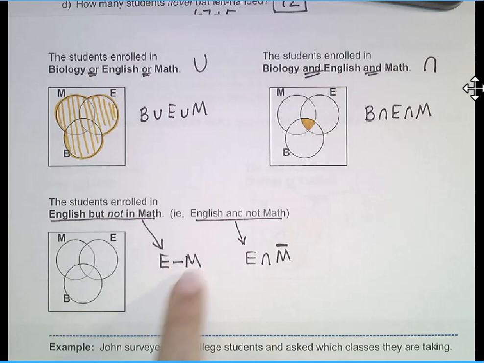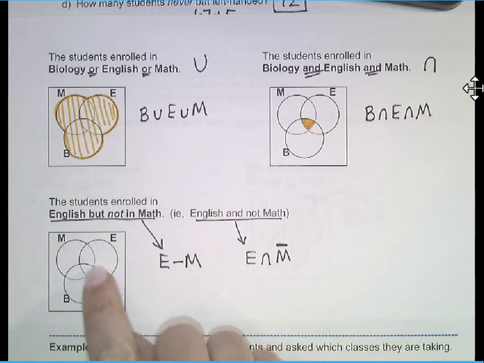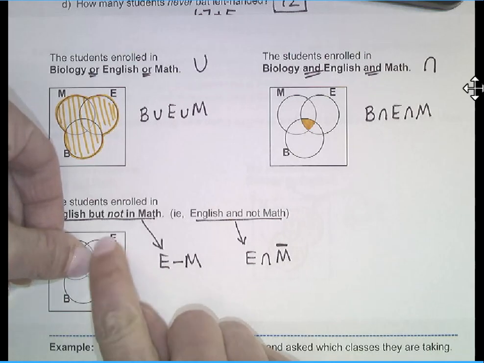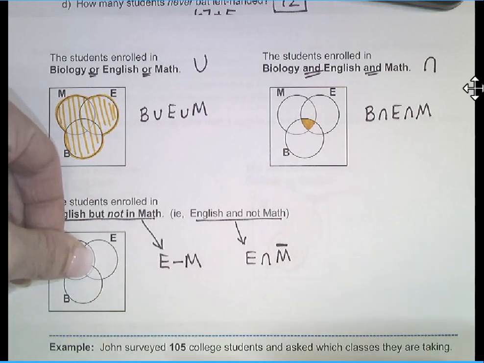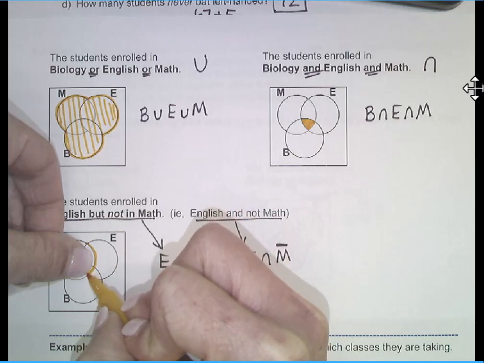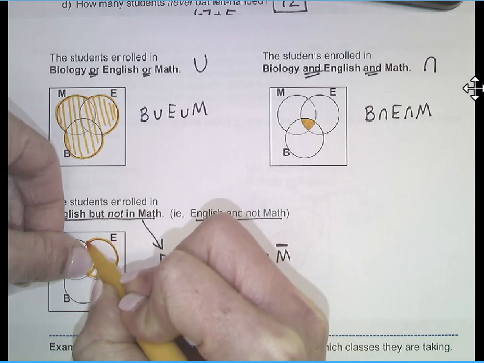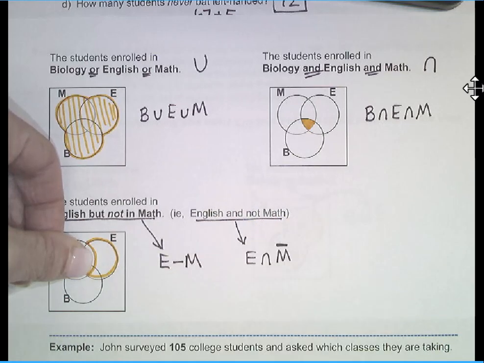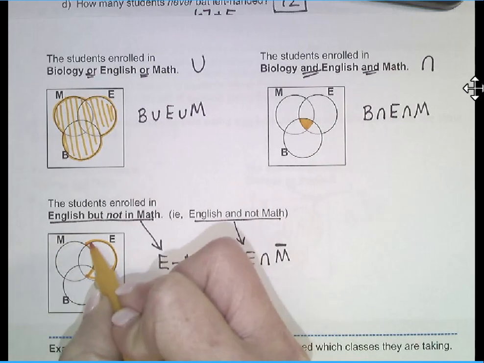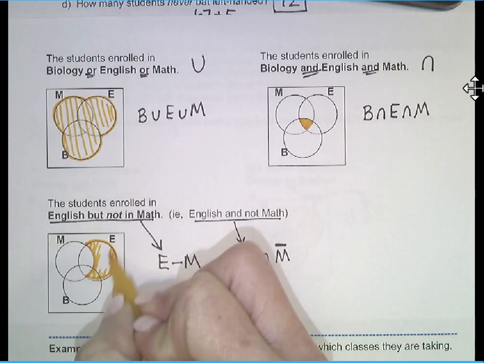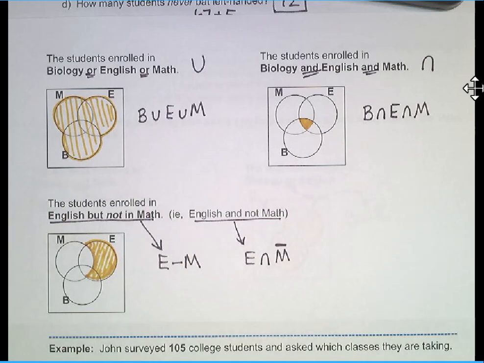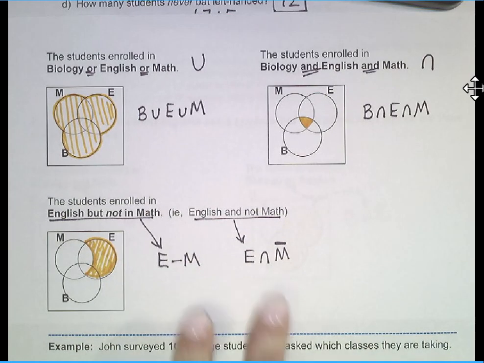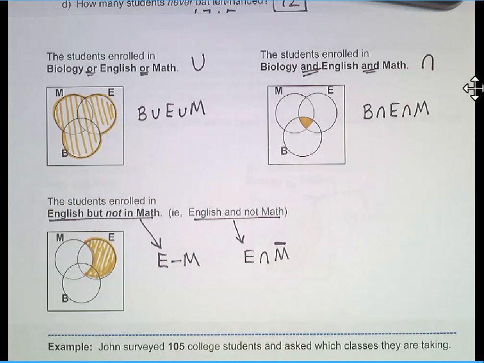English without math. So where does this English circle touch the math circle? Because you don't want the English circle touching any of the math circle. So what that would make is a cookie with a bite taken out, because it was the English circle, but we bit out where the math was. And so again, it goes back to that shape of the cookie with the bite taken out. And either set of symbols will work. They're both the same thing.